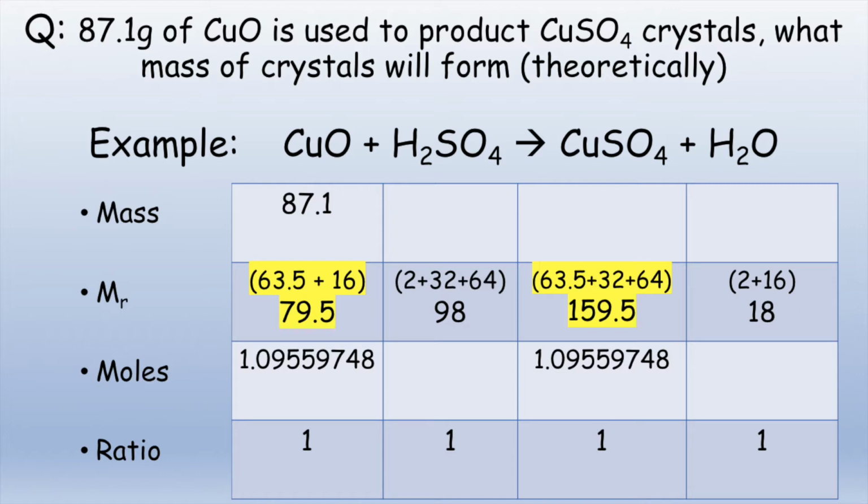Because of the 1:1 ratio, we know that there are the same number of moles for each of the compounds, so we can add this in now. With this new information, you can calculate the mass of the copper sulfate crystals formed by using moles times Mr to give you the mass.